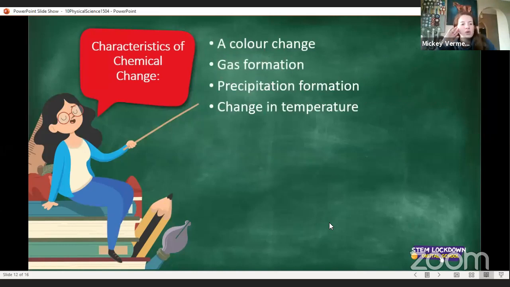There are the 4 things that generally tell you that there has been a chemical change. So a color change, or if you have gas forming, or if you suddenly have a solid forming, or if you magically just have a container and suddenly the temperature of this thing changes.